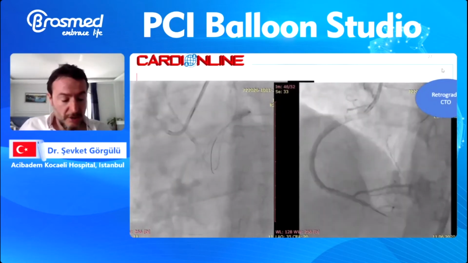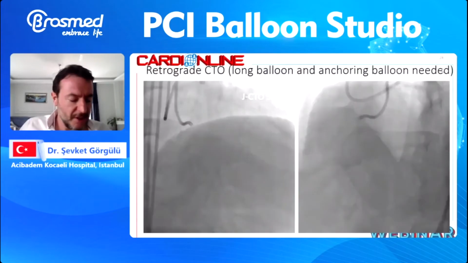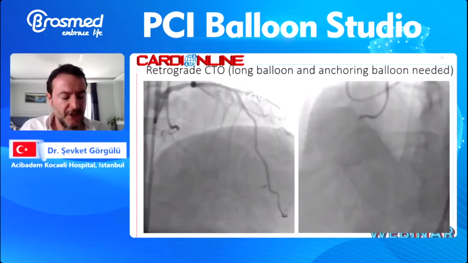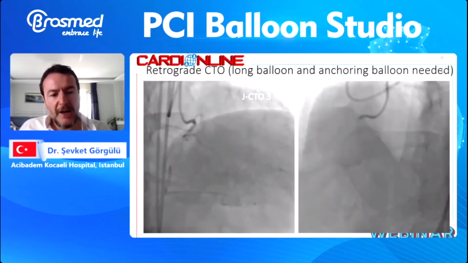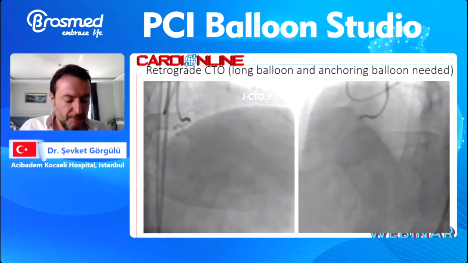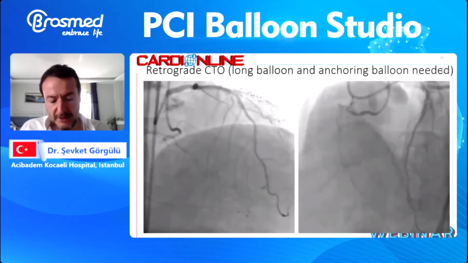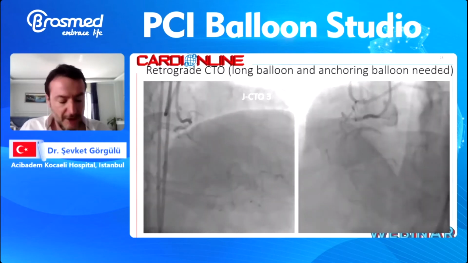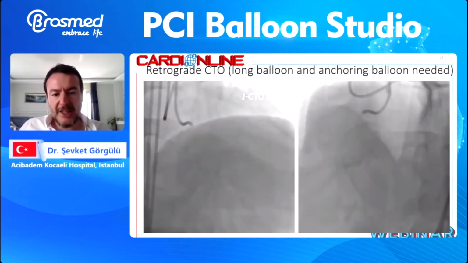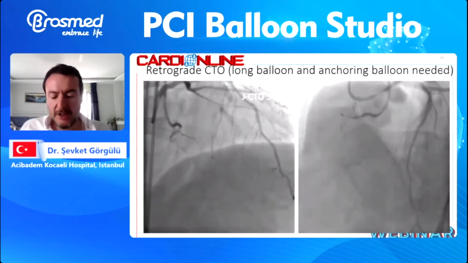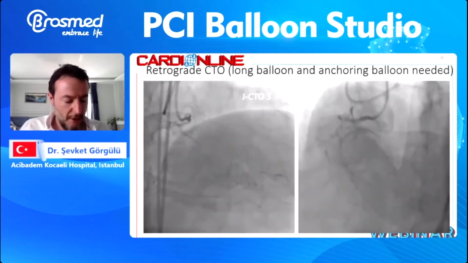It's important. So here comes another CTO, and this is an RCA CTO, ambiguous cap. We have interventional collaterals. Thanks, it's a luck to have interventional collaterals. And this was a case with a previous failure. The JCTO score is 3.